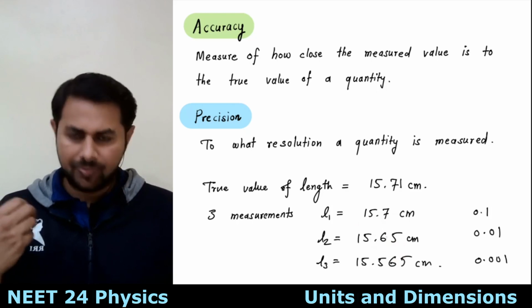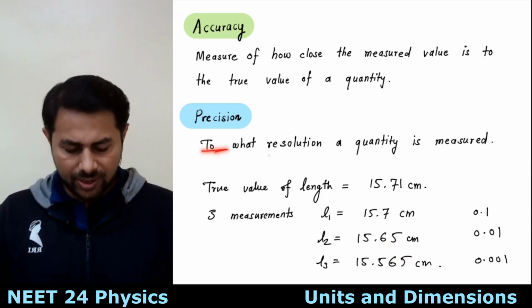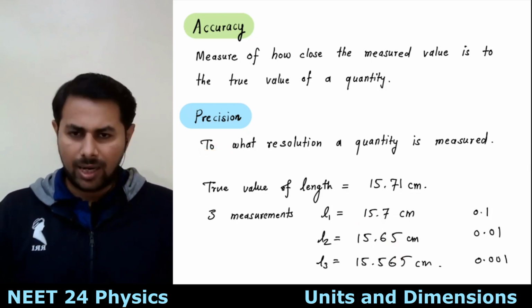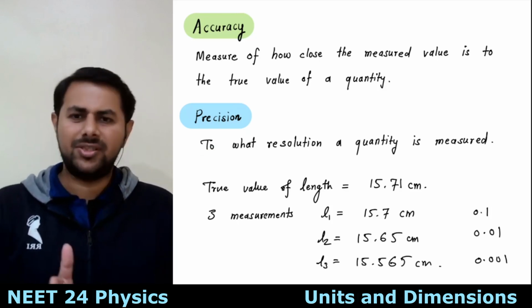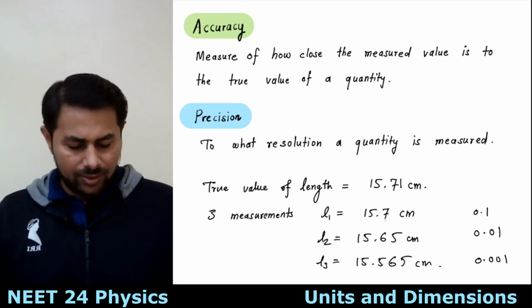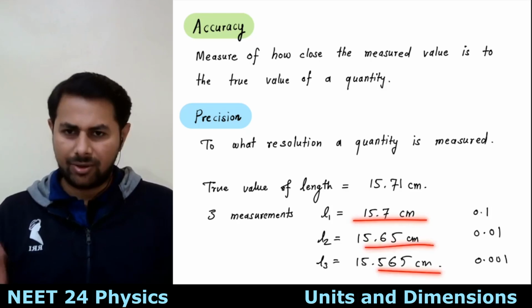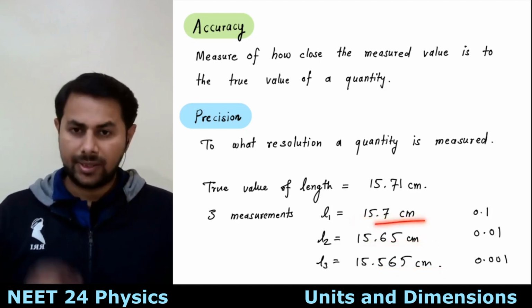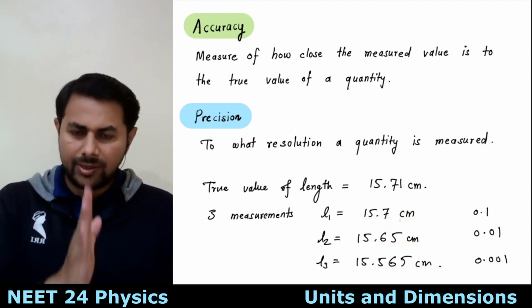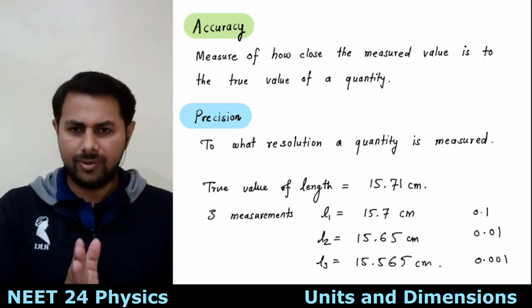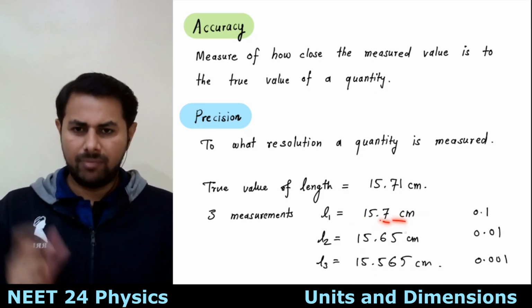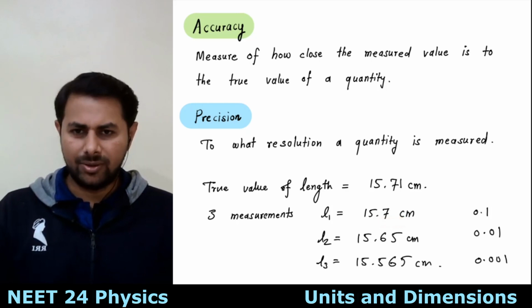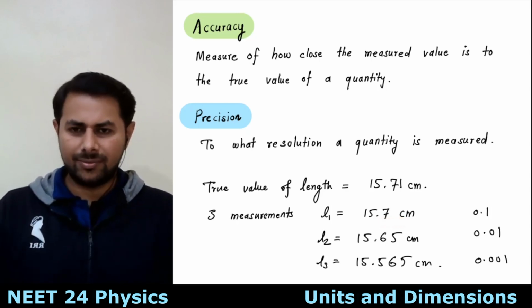But then what is the precision? Precision is the resolution. Resolution means after the decimal point how many digits are there. See, these instruments are different, they are not the same instrument. The first instrument can take a reading up to what? 0.1 centimeter. That's its minimum reading. The minimum reading is called the least count. So that's your normal scale.